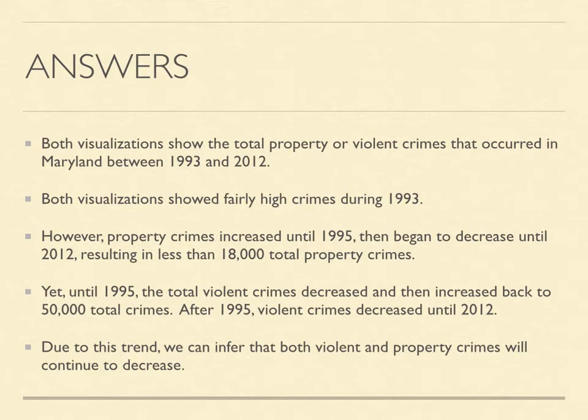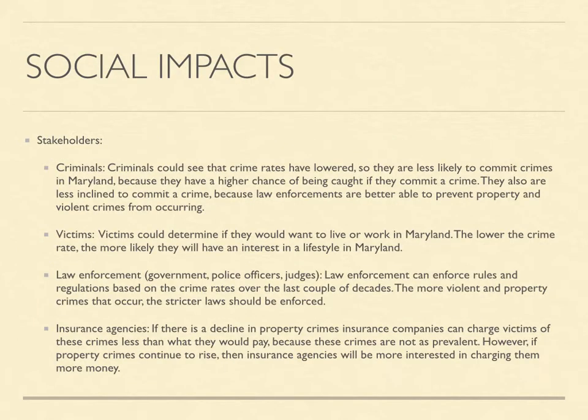Based on the analysis, there are various stakeholders who are affected or interested, such as criminals, victims, law enforcement, and insurance agencies. Criminals could see that crime rates have lowered, so they're less likely to commit crimes in Maryland because they have a higher chance of being caught if they commit a crime. They also are less inclined to commit a crime because law enforcement are better able to prevent property and violent crimes from occurring.